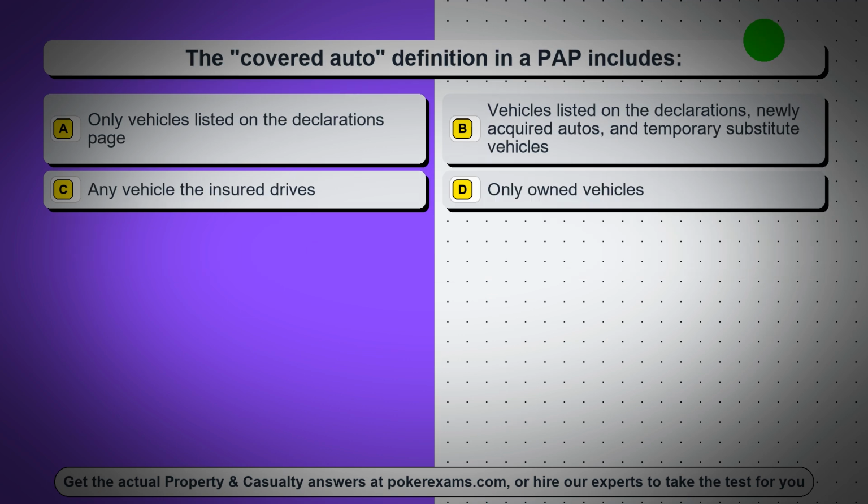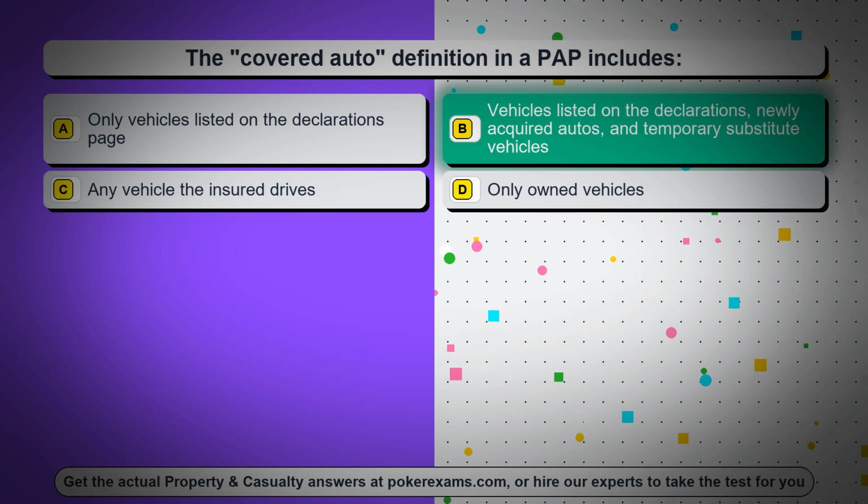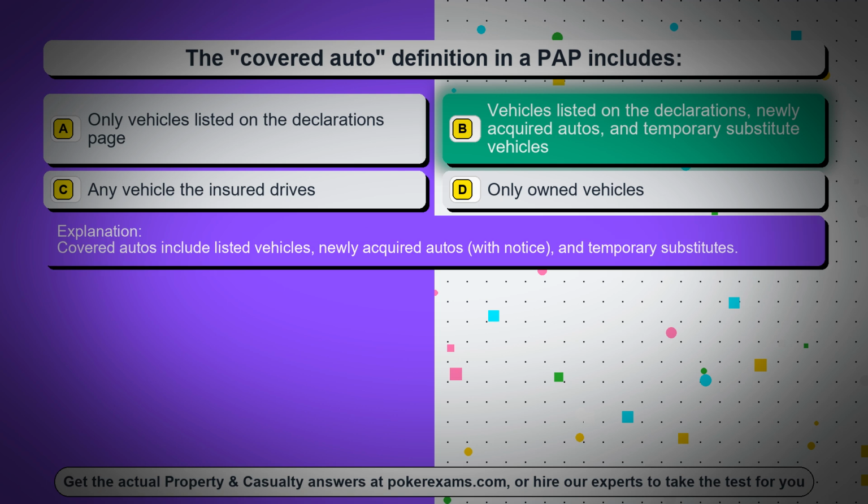Question 41. The covered auto definition in a PAP includes Option A, only vehicles listed on the declarations page. Option B, vehicles listed on the declarations, newly acquired autos, and temporary substitute vehicles. Option C, any vehicle the insured drives. Option D, only owned vehicles. The correct answer is option B, vehicles listed on the declarations, newly acquired autos, and temporary substitute vehicles. Covered autos include listed vehicles, newly acquired autos, with notice, and temporary substitutes.